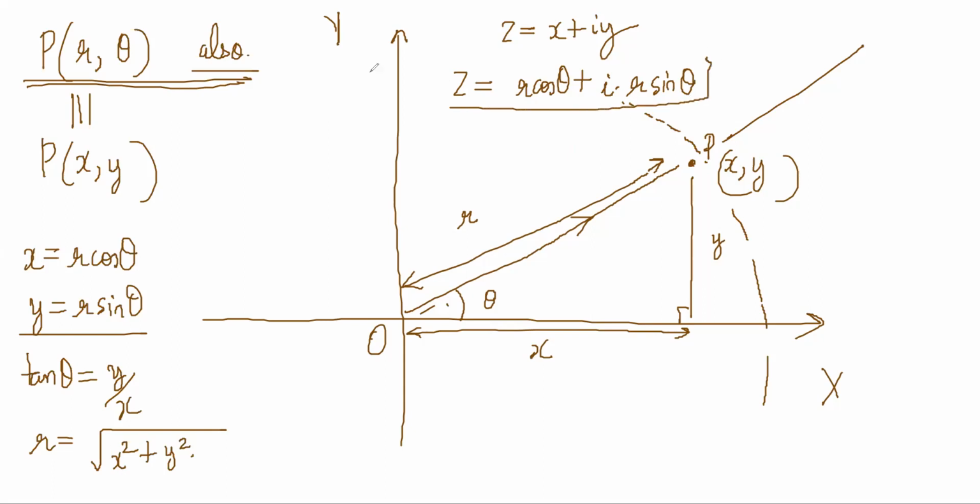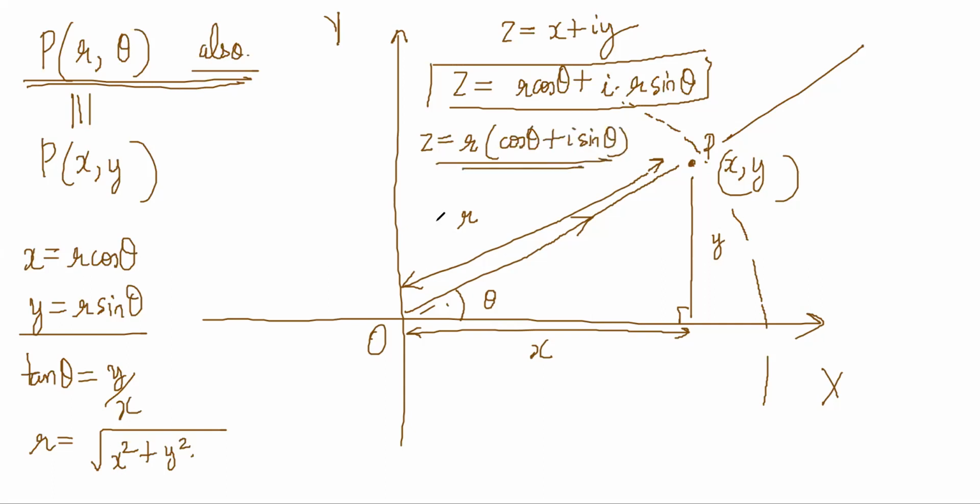The same complex number, because x was equal to r cos theta and y was equal to r sin theta. So z can now be written as r into cos theta plus i sin theta, right? Correct? Makes sense. So this is that cis thing that your teacher is saying.